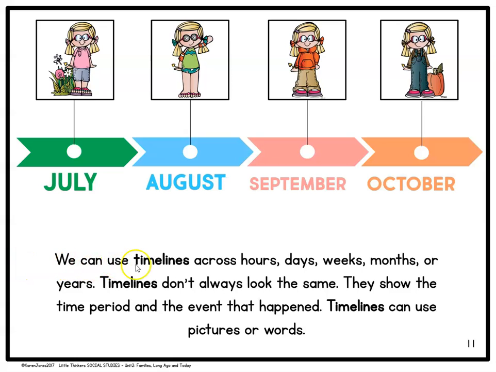And this says we can use timelines across hours, days, weeks, months, or years. Timelines don't always look the same. They show the time period and the event that happened. Timelines can use pictures or words. Okay, so here it has pictures and words, right? It has a word for the month to help you know when it was. And then it also has a picture to show you what's happening.